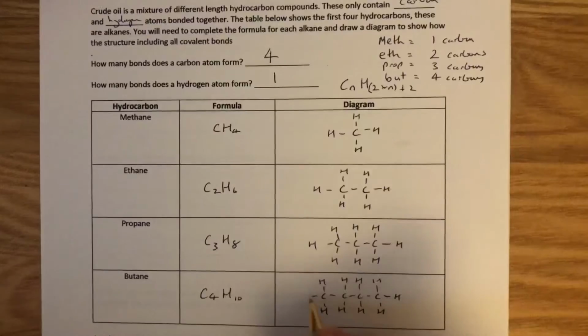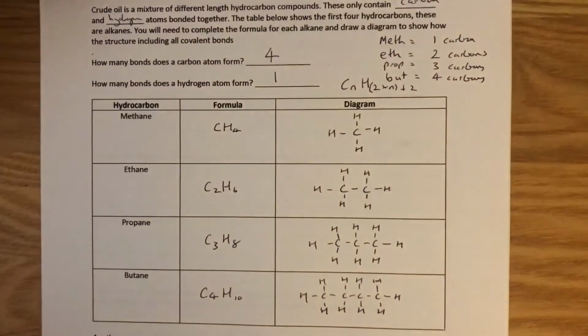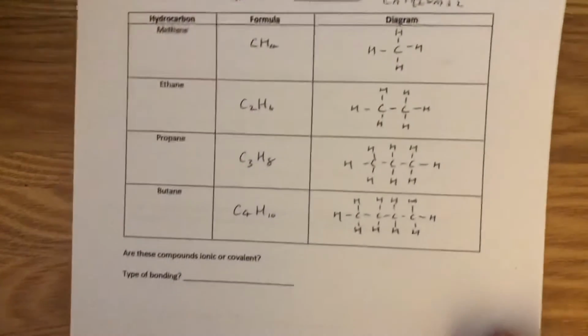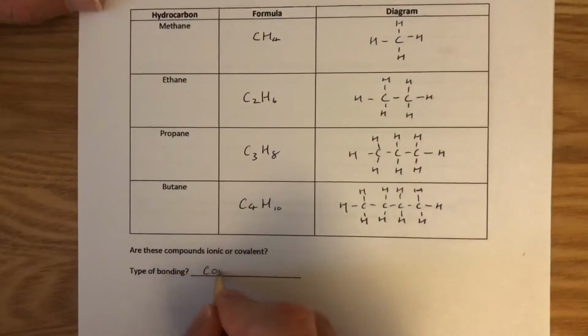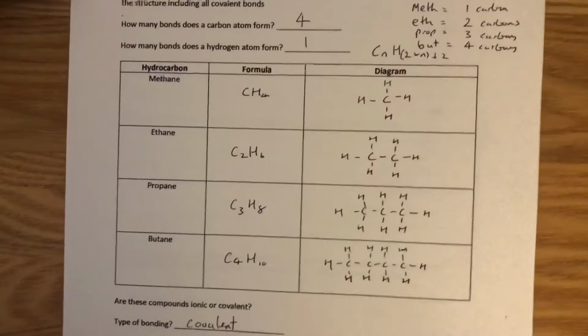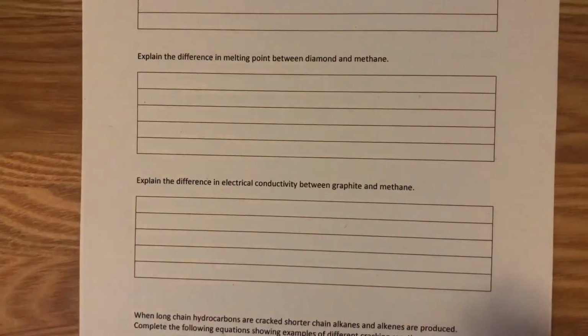9, 10. Okay, so there's our first 4 members of the alkane homologous series. Are these compounds ionic or covalent? They are covalent because, of course, carbon is a non-metal, hydrogen is a non-metal, and a covalent bond is a shared pair of electrons. So that's the alkane homologous series.